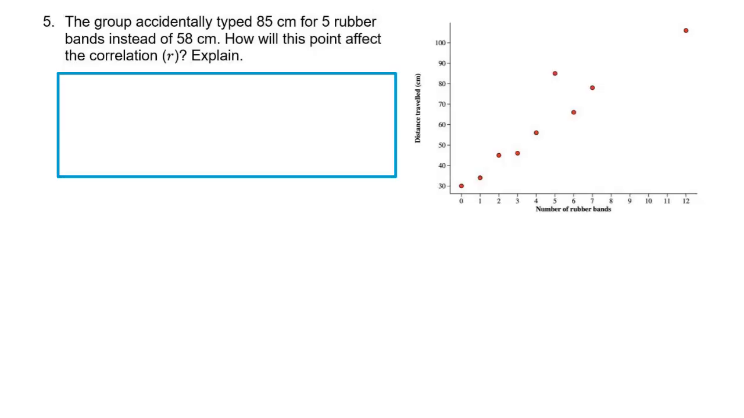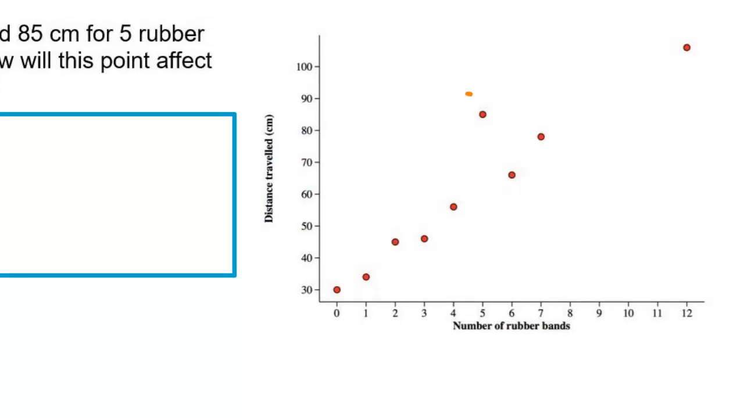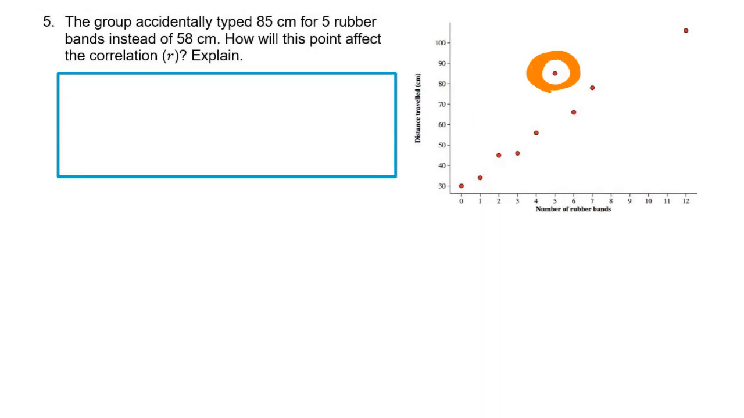Let's look down at number 5. The group accidentally typed in 85 for 5 rubber bands instead of 58. When they measured it, it was actually 58, but when they put it into their calculator, they accidentally typed 85, resulting in this dot right here. How will that point affect the correlation? How will that point affect R?